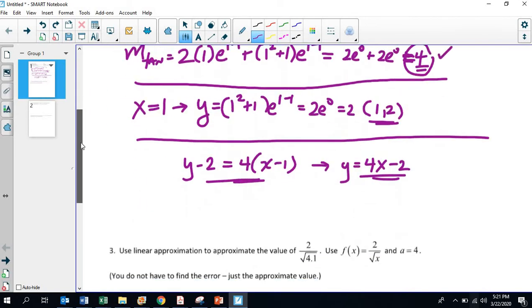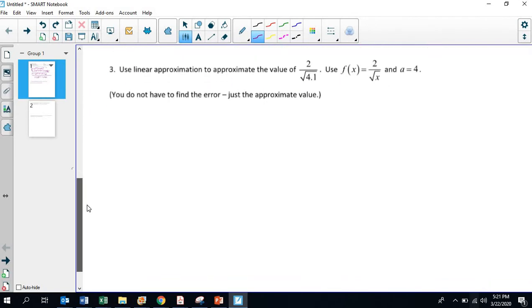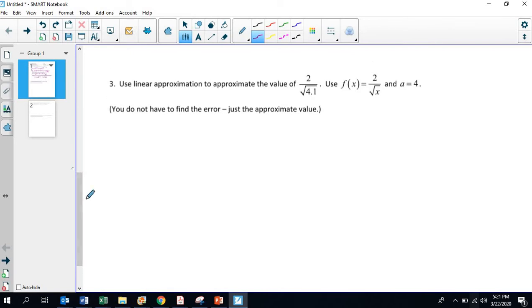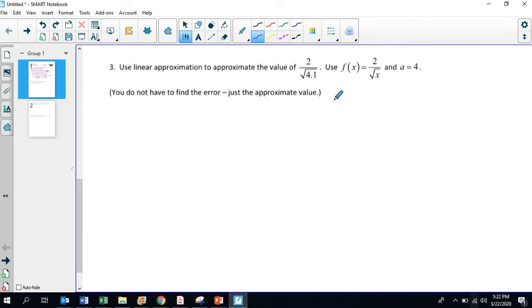The second problem here, problem number 3, says using a linear approximation. Remember, that just means find a tangent line and use it. And so here's your function you're finding the tangent line for, and you're going to find it at a equals 4. 4 obviously is a very close value to 4.1, and the square root of 4 works nicely, and so that's why we picked 4. All right, but again, it was all given to you.